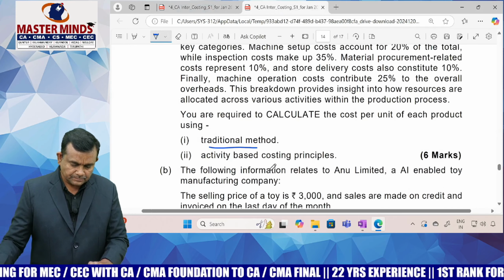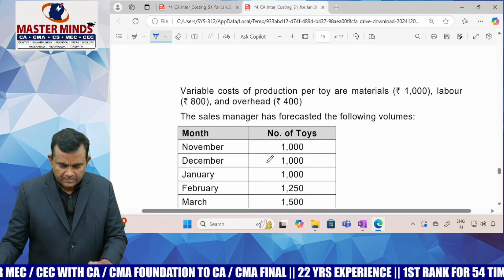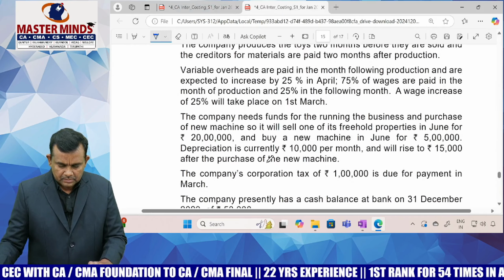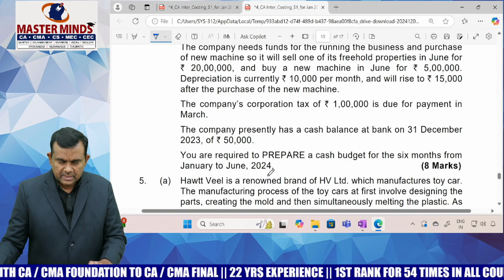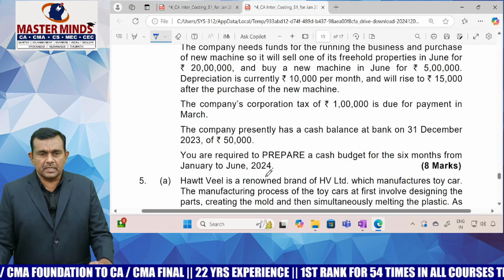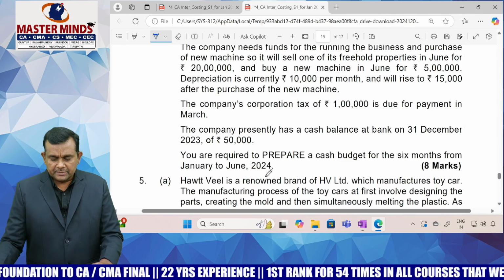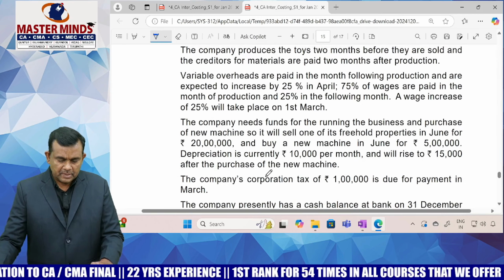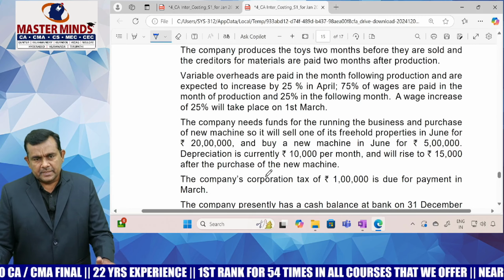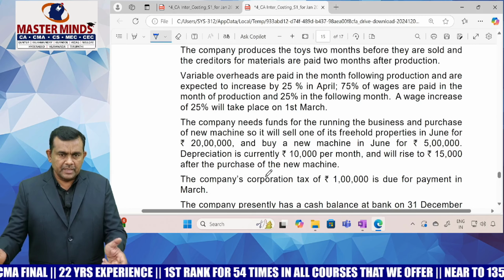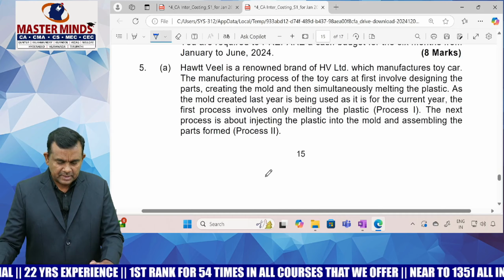Next, B bit, sir. This is the cash budget. That is the budgetary control. Cash budget, sir. So for a 6 months period, collect the receipts and payments, and you can easily prepare the cash budget.